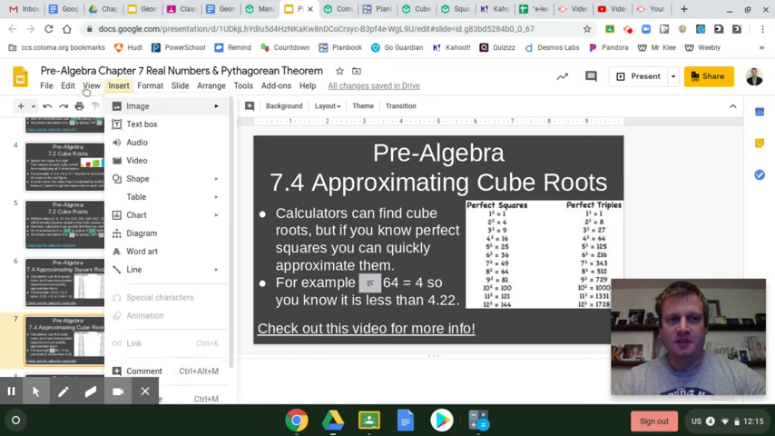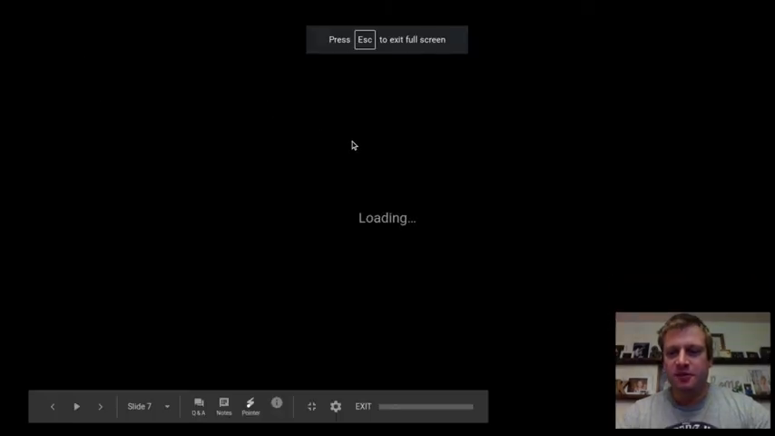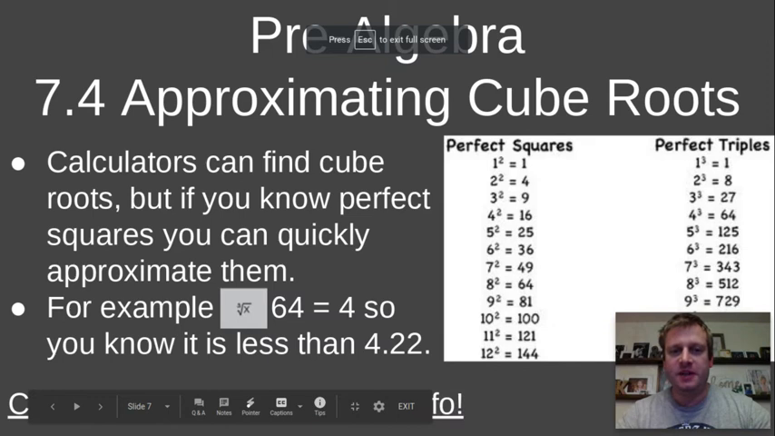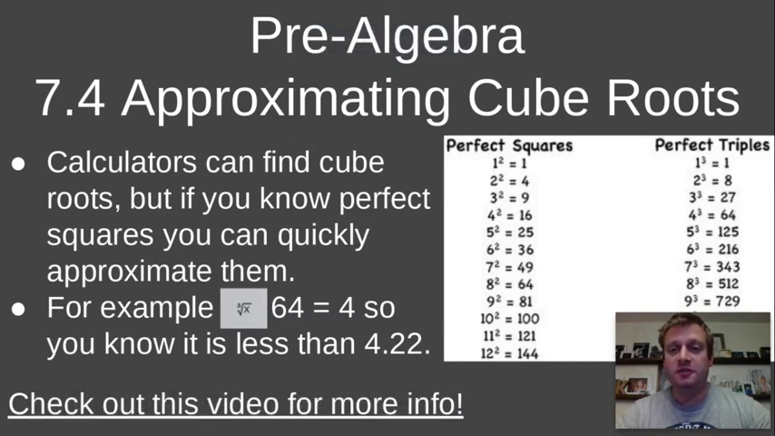So the last thing you're going to have to be able to do to be prepared for the quiz at the end of this week is approximate square and cube roots, which is very similar to approximating square roots. On the right here, the perfect triples, also known as perfect cubes. If I know those, I'm going to be able to know where a number compares if it is cube rooted compared to other numbers.